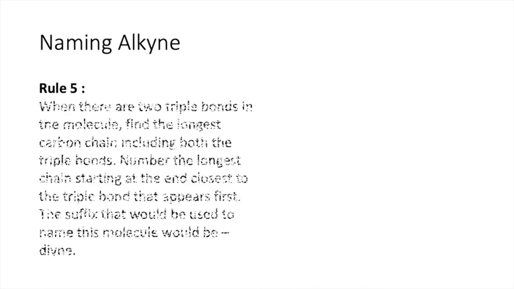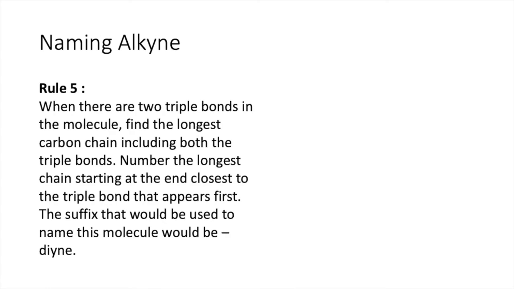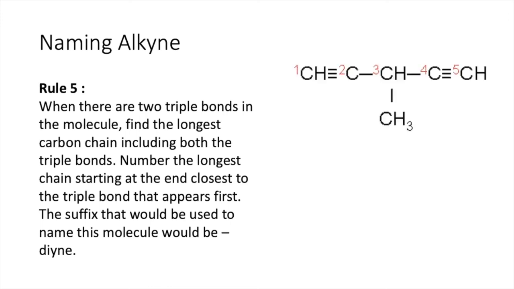Rule number 5. When there are 2 triple bonds in the molecule, find the longest carbon chain including both triple bonds. Number the longest chain starting at the end closest to the triple bond that appears first. The suffix that would be used in the name of this molecule would be diyne.